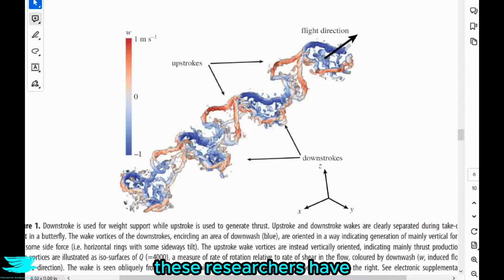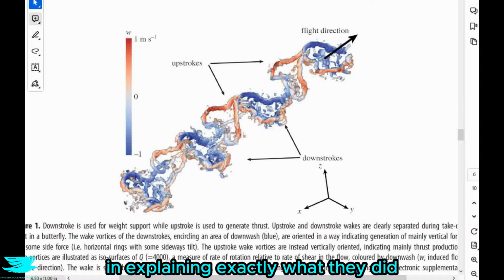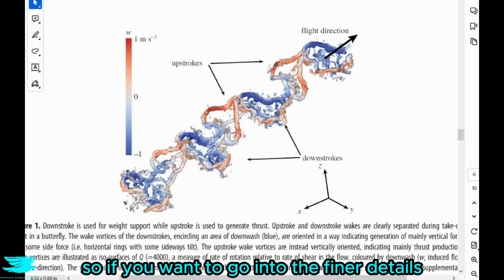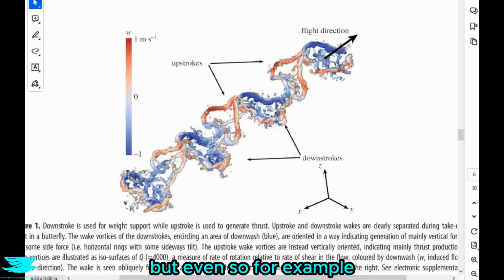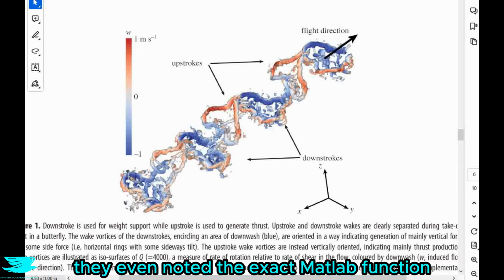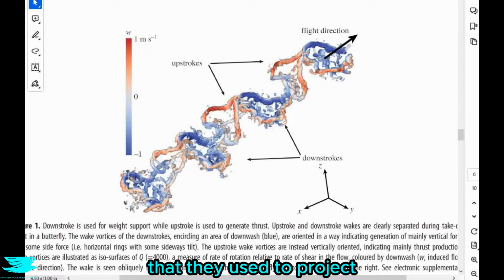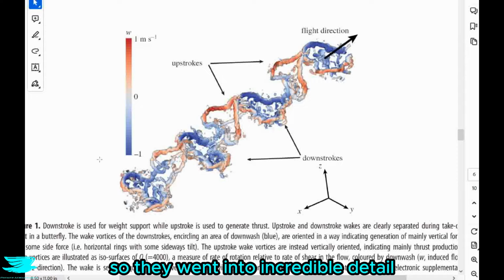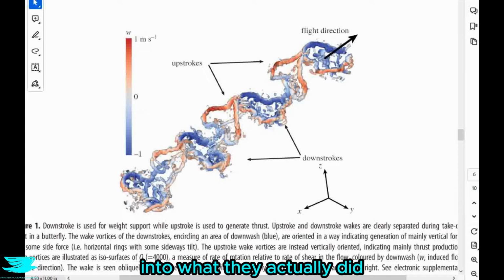And I must say that these researchers have done a really good job in explaining exactly what they did. So if you want to go into the finer details, then definitely read this paper. But even so, for example, they even noted the exact MATLAB function that they used to project the velocities and vorticity fields on certain planes. So they went into incredible detail into what they actually did.